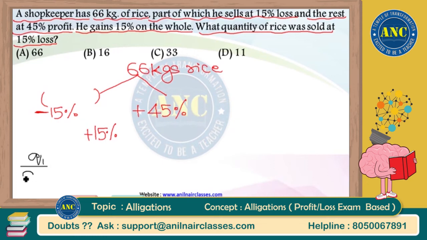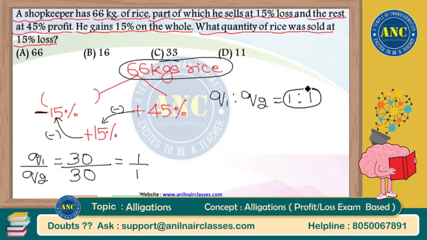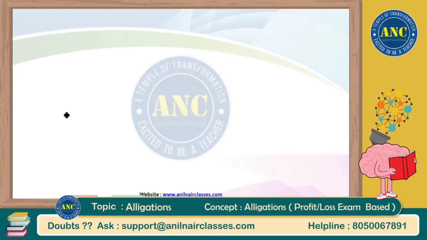If I want to find Q1 by Q2, this is nothing but 45 minus 15, which is 30, divided by 15 minus of minus 15. 15 minus of minus 15 is 15 plus 15, 30. That means both are mixed in the ratio of 1:1. 1:1 means equal ratio. Out of the total 66 kgs of rice, equal parts are sold at 15% loss and 45% profit. 66 by 2 is 33 kgs. 33 kgs of rice was sold at 15% loss, and another 33 kgs of rice was sold at 45% profit, so that the resultant became 15% profit. I hope this kind of problem solving should never be a difficulty, sir.